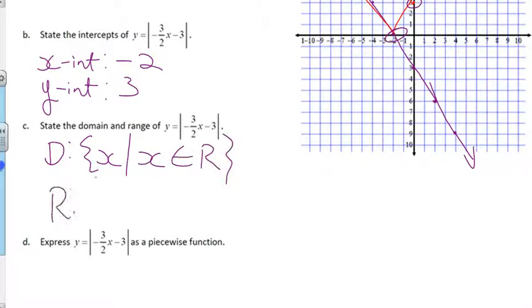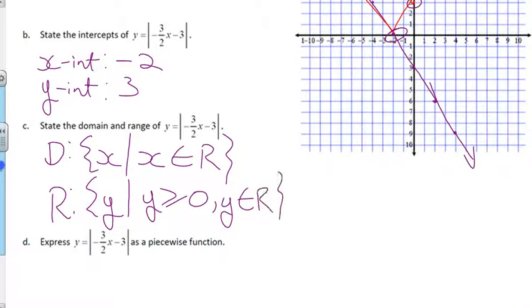And the range? Y is greater than or equal to 0, right? Because of the absolute value, we are making sure the y values are positive, or at the least 0. Okay, and then why is it x is an element of the reals?